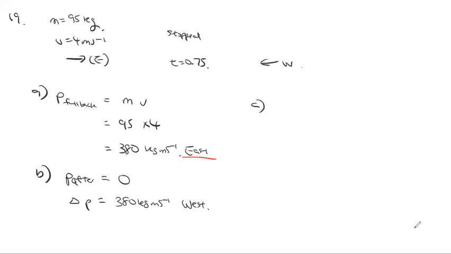So the impulse exerted on the tackler. What's the impulse on the tackler? The tackler stopped this person, but remember, it's essentially a collision, right? Yes. So the impulse on the tackler must be opposite to the impulse on the fullback. So that's 380 kilogram meters per second east.